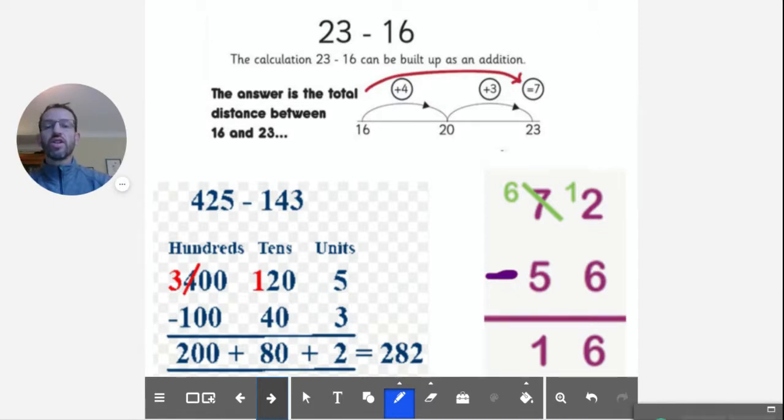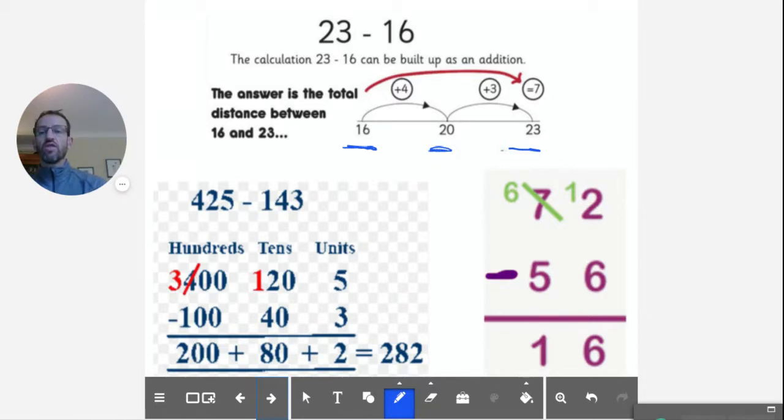You've got at the top the jumping forward on a number line method. 23 take away 16. Start with your small number at the beginning of the number line, jump onto the next 10, jump onto the answer. This is a very simple takeaway, but obviously you can do that with much larger numbers.